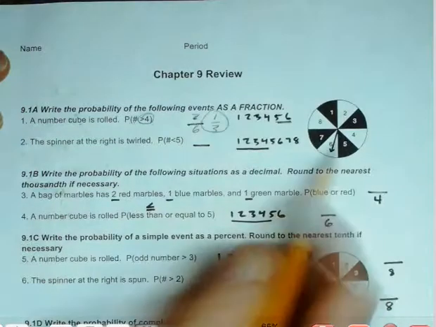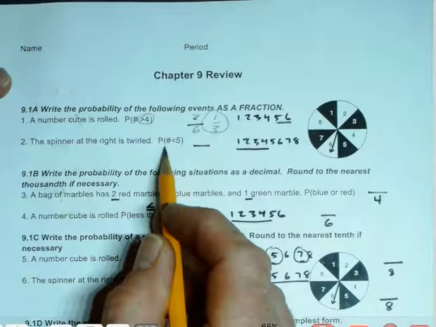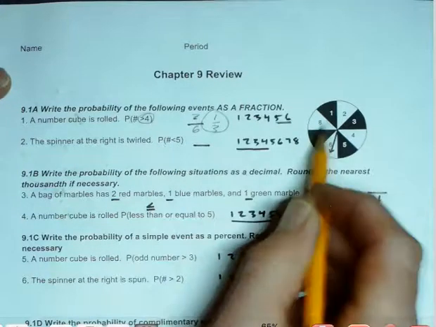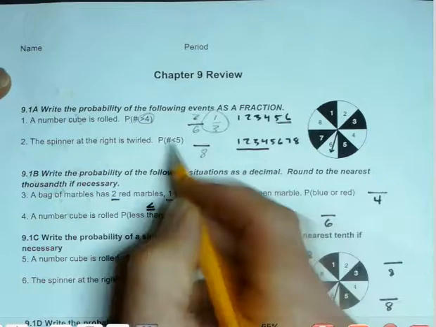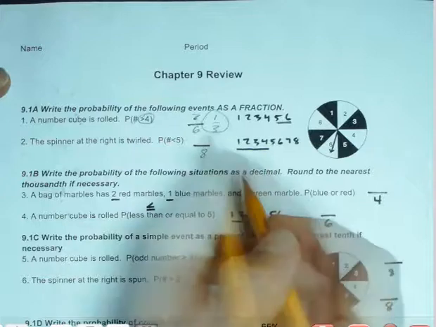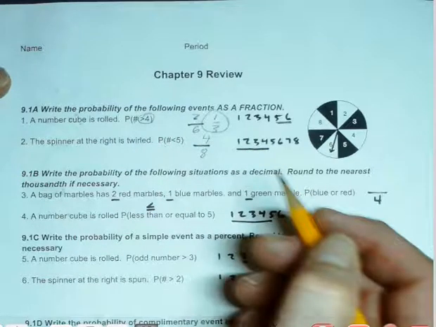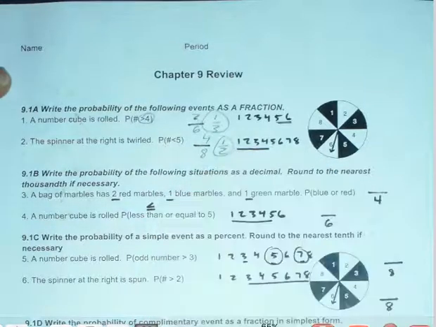The spinner at the right is twirled. We're looking for the probability of a number less than 5. Well, there are 8 numbers on there, so there could be a total of 8. And let's see, less than 5. Well, we got 4, 3, 2, and 1. All of these are less than 5. So we have a probability of 4/8, which we can reduce to 1/2.